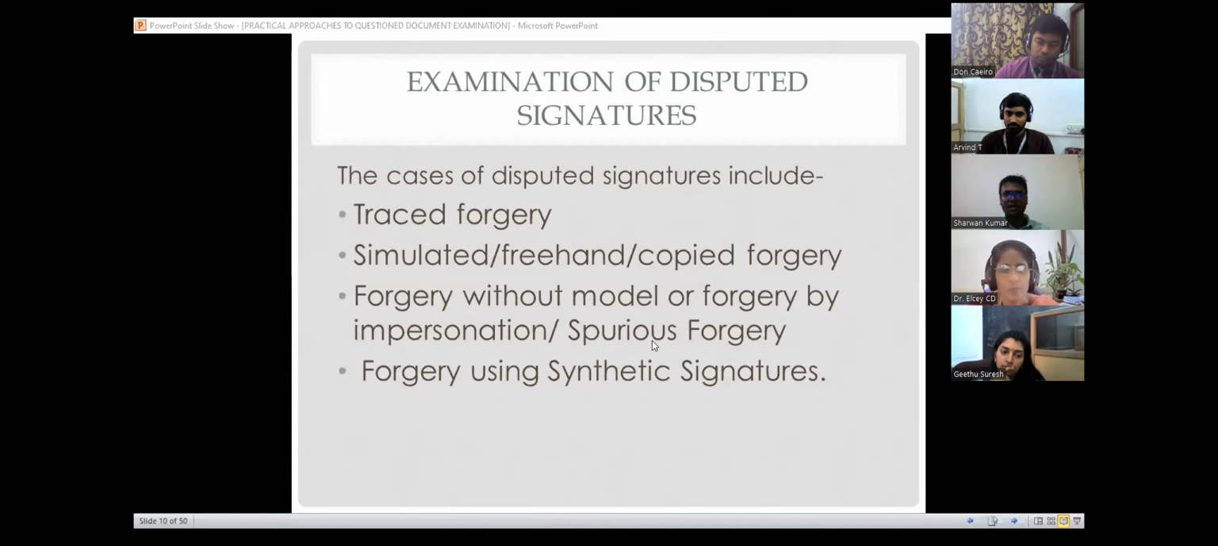So moving to the next, the examination of disputed signatures. How is the signature different from the handwriting? Handwriting is any mark produced on any substrate to indicate what we are writing or what we intend to write. So what is a signature? A signature is a very highly individualized part of handwriting. Why am I saying this? Because the signature is highly individual to a particular person, keeping in mind that it is generated by the person to indicate his or her identity.